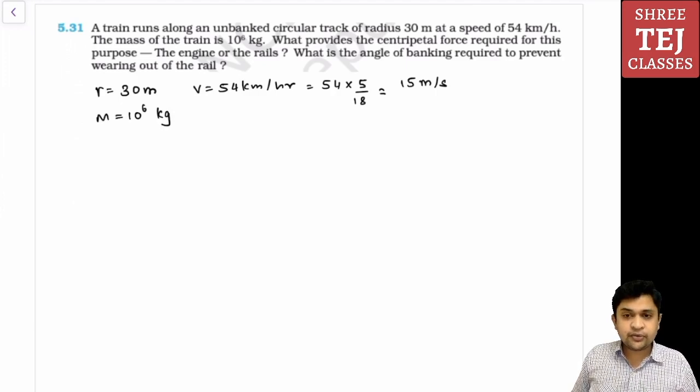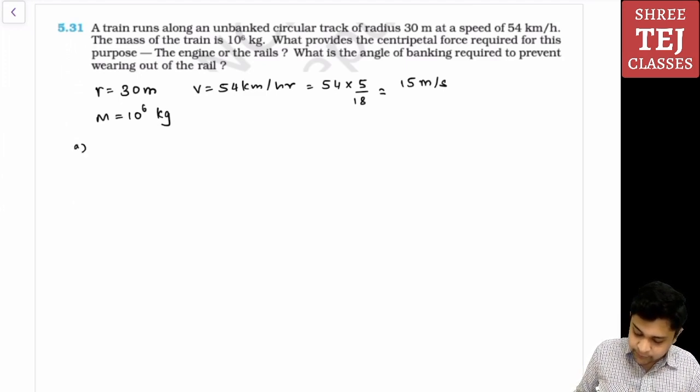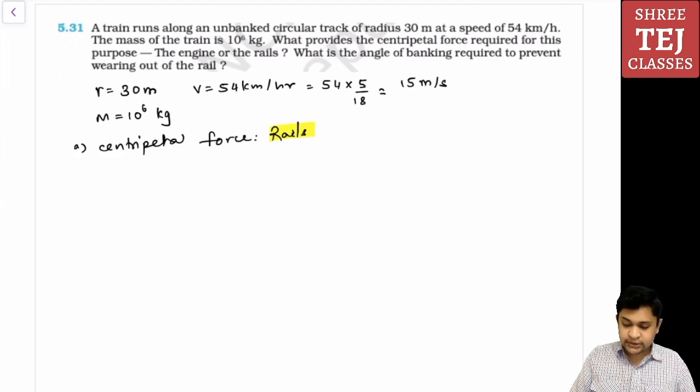What provides the centripetal force required for this purpose? Engine or the rails? Because it is an unbanked circular track, the engine will only push it forward. So the acceleration towards the center of the circular track will be through the rails, through the friction of the rails. So A part, rails would provide centripetal force.